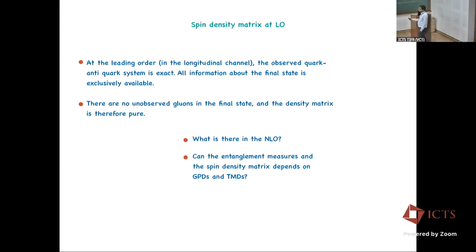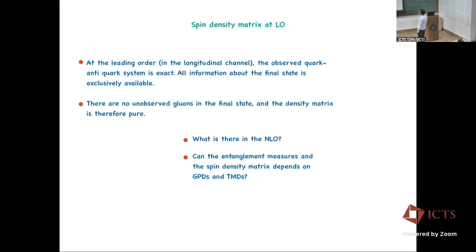So those correlation matrices are at leading order. At leading order, in the final state we have Q and Q bar, and there is no extra gluon emitted. So the final state is exclusive. In information science language, we have full knowledge of the final state. The other point is that there is no unobserved gluon in the final state. It's not that there was a gluon and it wasn't detected. These are the characteristics of leading order.